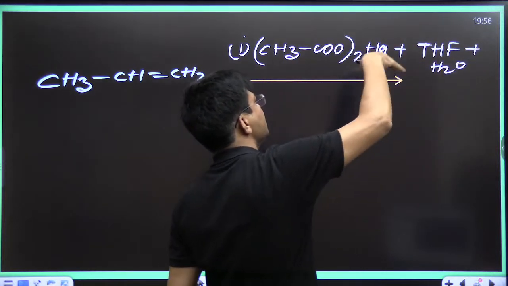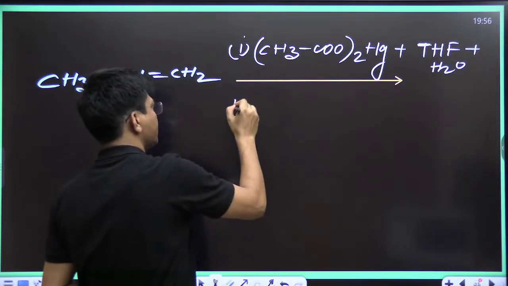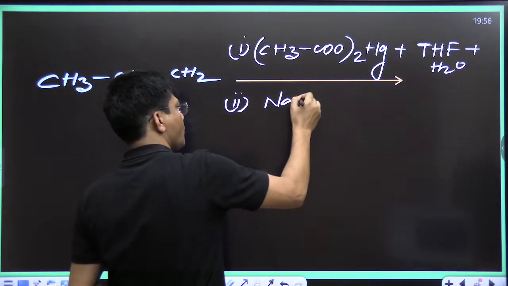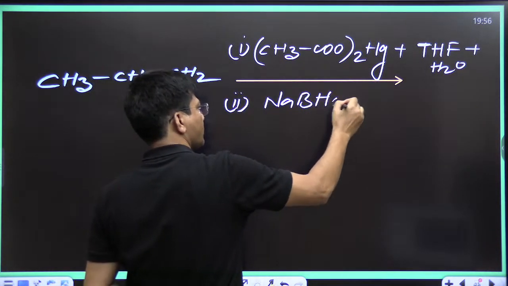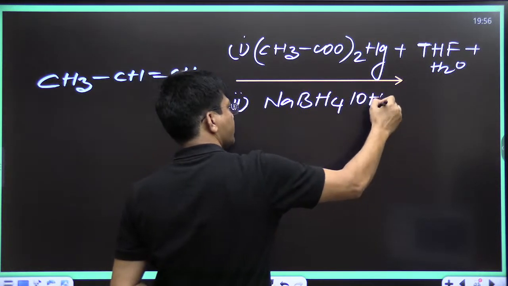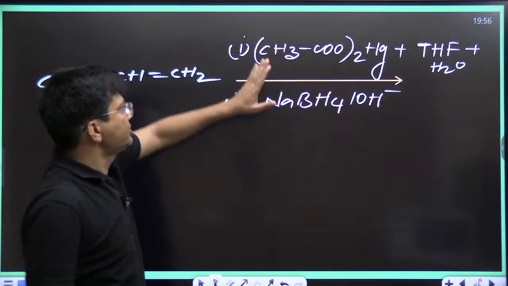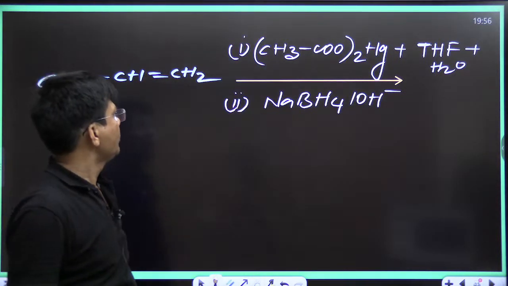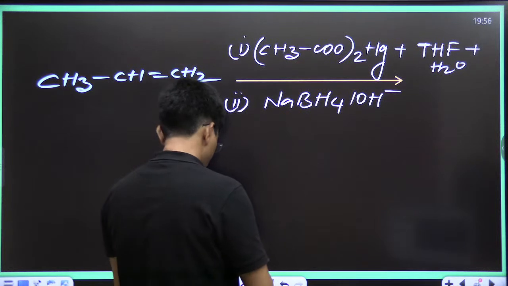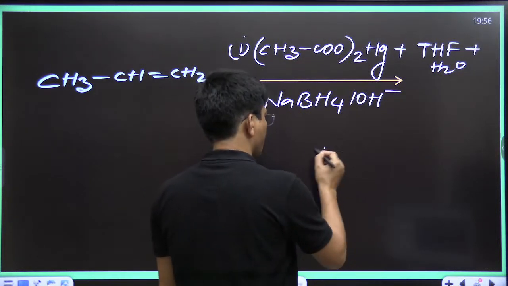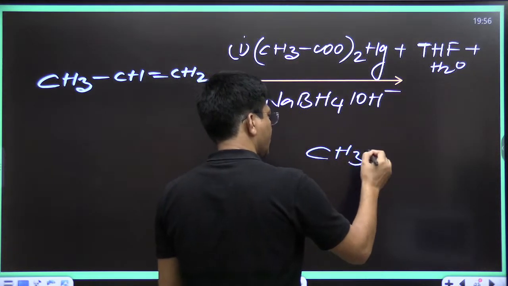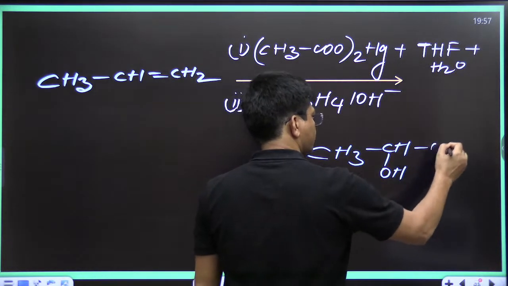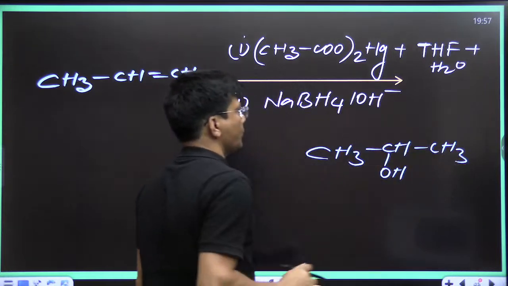Once all these things have reacted, then we will add NaBH4, OH negative. So first we are going to add these reagents, and after that we are going to add these reagents, and then we will get pure alcohol, CH3CHOHCH3. This is the pure product.